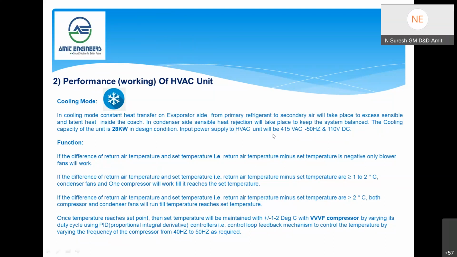So both the DC and the AC inputs are coming, sir. 415 volt AC and 110 volt. Yeah, both are required. In fact, all the switchgear is operated by 110 volt DC. So 415 is only for the motors, that is the compressor motor, condenser motors, and blower motor. All the other control circuit is 110 volts. And the controller is 24 volt DC. There is a DC power supply.